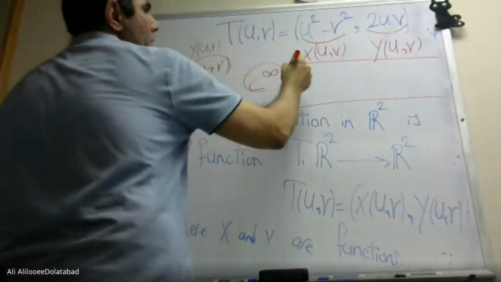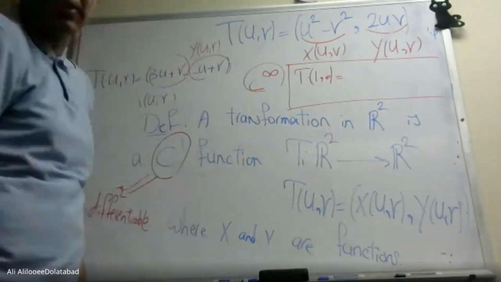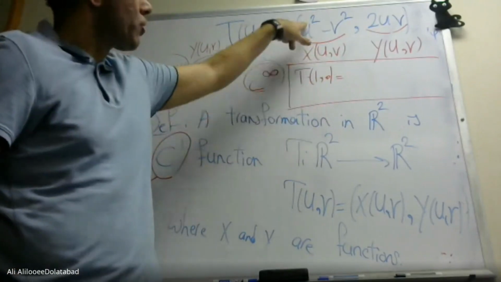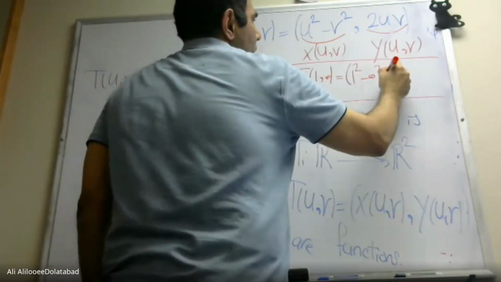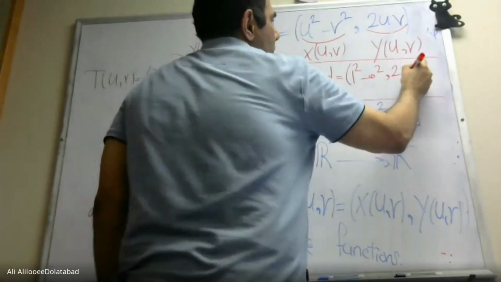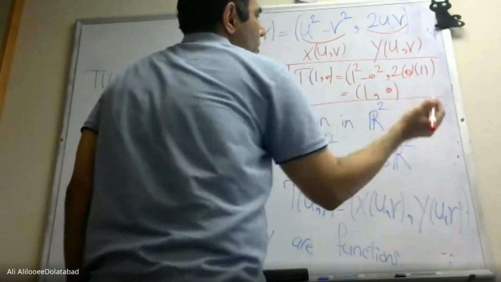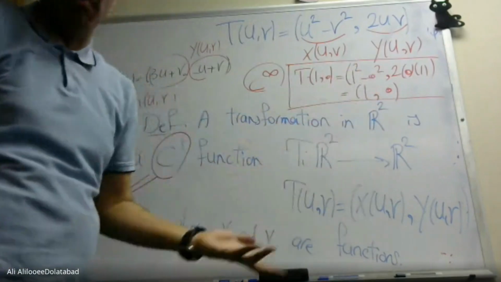For example, for this one, if you want to find T at (1, 0), if you want to find the value of this function at (1, 0), you just have to plug in (1, 0) here. Then this is 1 squared minus 0 squared, comma 2 times 0 times 1. Then this is (1, 0). The value of this function at (1, 0) is (1, 0) itself.